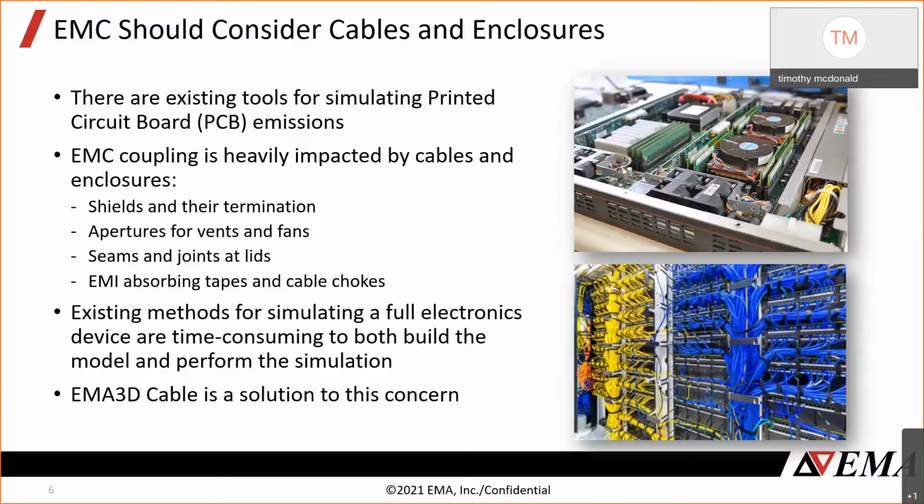Enclosures can have apertures for fans or venting, or other apertures. There's seams and joints at the lids. There may or may not be gaskets there. And then we have some exotic materials like EMI absorbing tapes, or it may have chokes on our cables. All of those things that we know heavily impact EMI/EMC. So why wouldn't a team want to consider those effects earlier in their program?